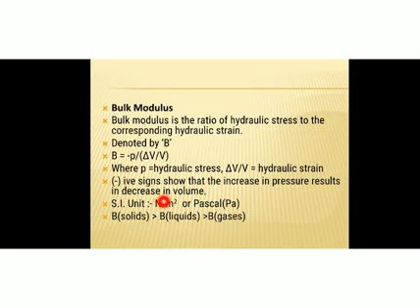And what is its SI unit? SI unit is Newton per meter square or Pascal, Pa. So the SI unit of bulk modulus is Newton per meter square or Pascal. And also the bulk modulus of solids is greater than the bulk modulus of liquids, which is greater than the bulk modulus of gases. So the bulk modulus is greater for solids and it is least for gases.